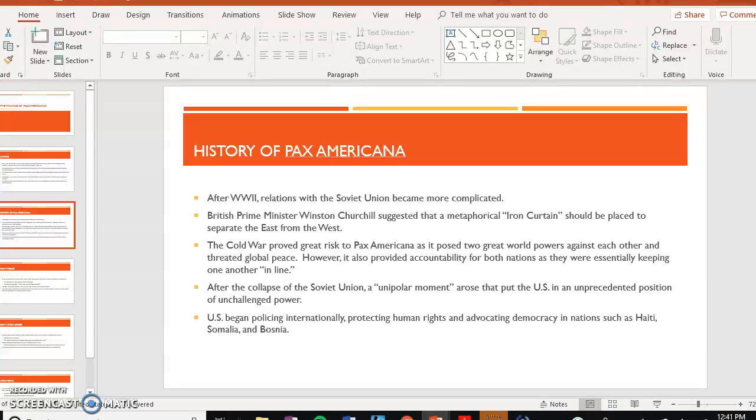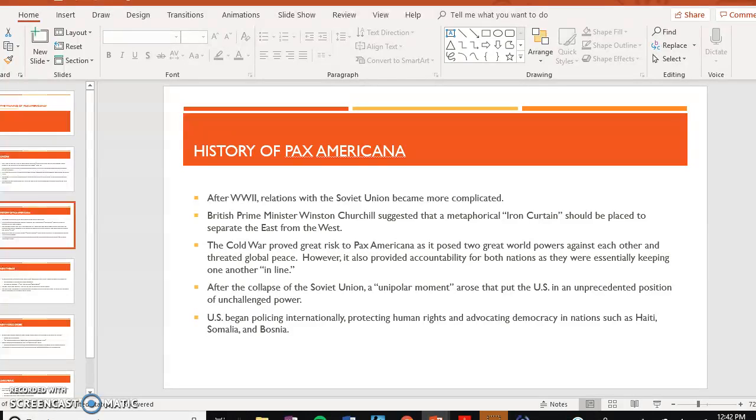And this was interesting to Pax Americana because in one aspect, it provided great risk because we had two great world powers opposing each other, which could really threaten the world peace. But on the other end of the spectrum, this was beneficial to Pax Americana because it was holding each other in line, per se. They couldn't act out because they knew they had a watchdog on them. The United States couldn't be acting crazy, using nuclear weapons because they knew that Russia had them too, and they were keeping the United States in line, and vice versa.